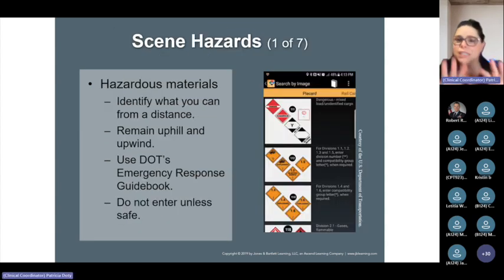Okay, so I'm going to stop at scene hazards and we're going to take a real quick 10-minute break. If you give me just a second, I'm going to put on my timer. And when my camera comes back on, we will be back from break. Okay, guys? And we're going to start that now.